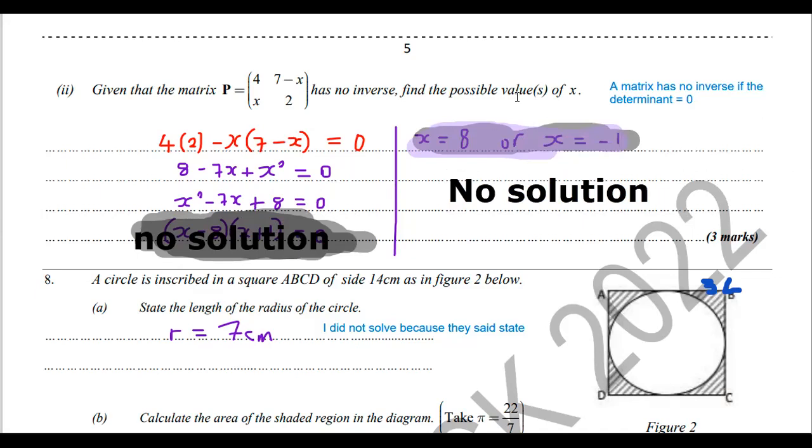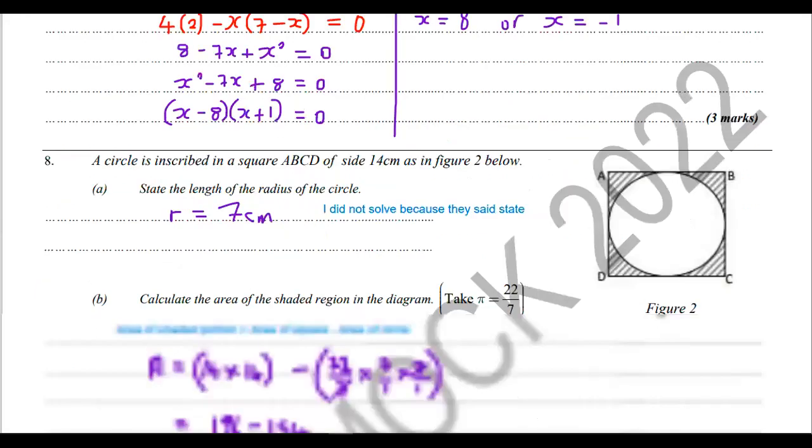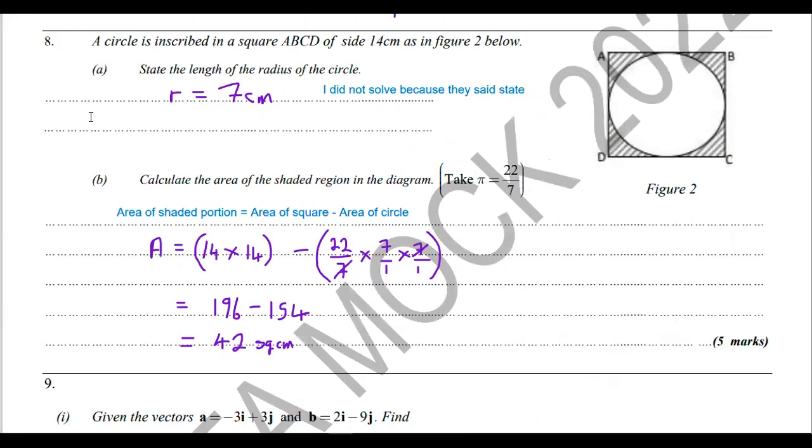All right, so this brings us to question 8. A circle is inscribed in a square ABCD of side 14 centimeters as in figure 2 below. State the length of the radius of the circle.